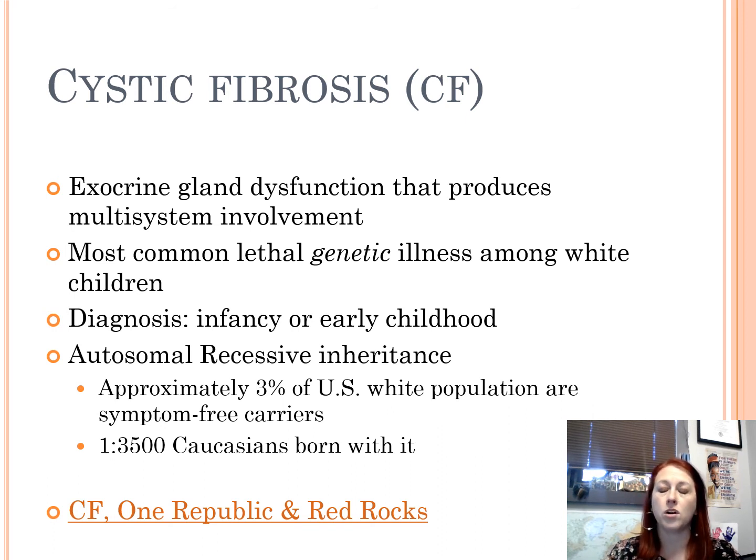For example, in our African American population, we see about 1 in 15,000. So much, much lower incidence than we see in certain populations. Asian Americans are like 1 in 30,000, and Native Americans are about 1 in 10,000. So there are some mixed inheritance rates that we see with this, but mostly Caucasian population.